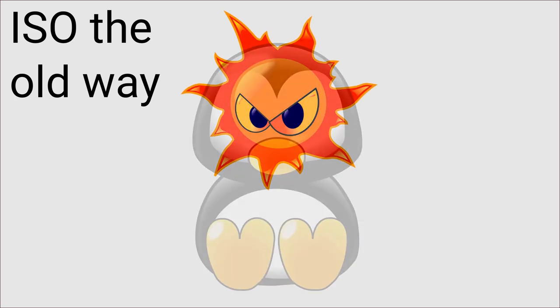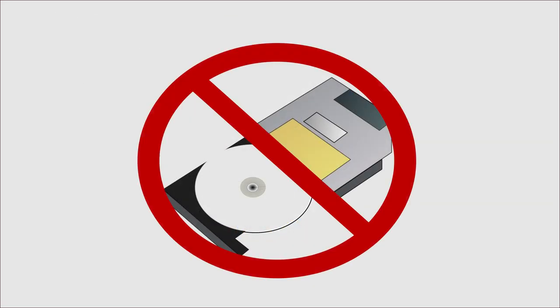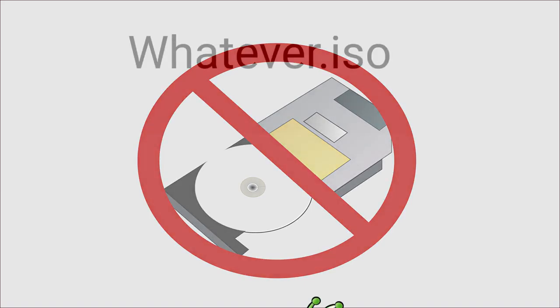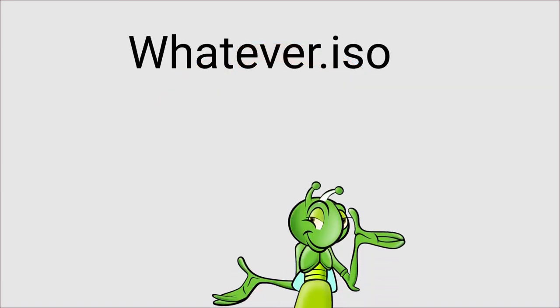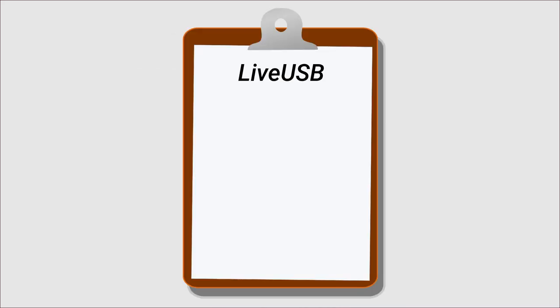The legacy way of using this would be to physically burn it to a DVD and then install from the DVD. As you may have noticed, though, computers don't ship with CD drives anymore, so we put ISO images on USBs these days, and install from a USB, or what we call a live USB. To create a live USB, there are a few options.